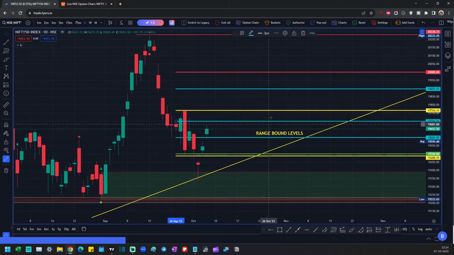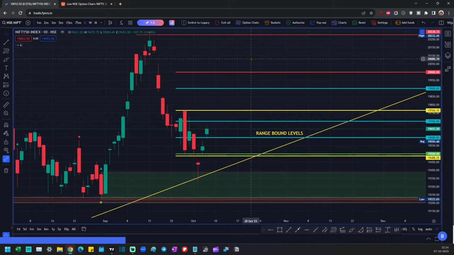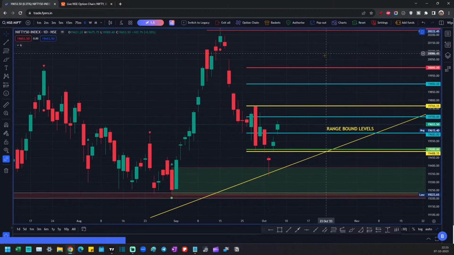OI data is a very good game. If you can identify the institutions, you are winning the game almost half before even trading. So 19,700 is the top level resistance for now, and 19,766 is the price action resistance for Nifty for now. And if Nifty crosses, the first resistance that you can expect is at 19,900, right? So this is the option data for the Nifty.